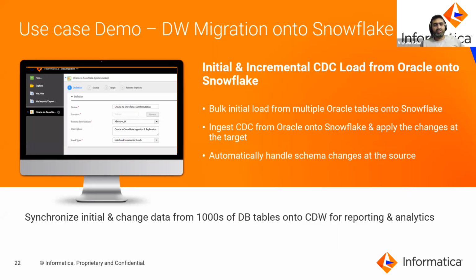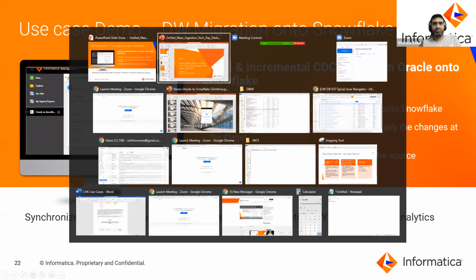So now let me quickly show a demonstration of how you could use mass ingestion for migrating data from Oracle into Snowflake, where you can see initial and incremental CDC load from Oracle into Snowflake. So we do the bulk initial load first, followed by incremental CDC load, and also handle schema drift at the source, right? Let me just flip over to the demo.